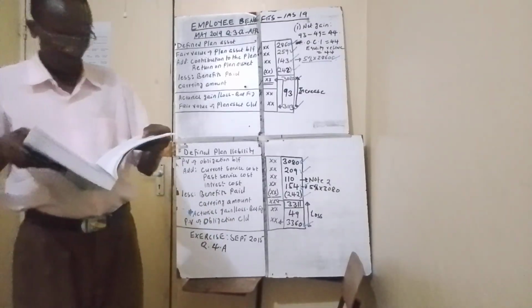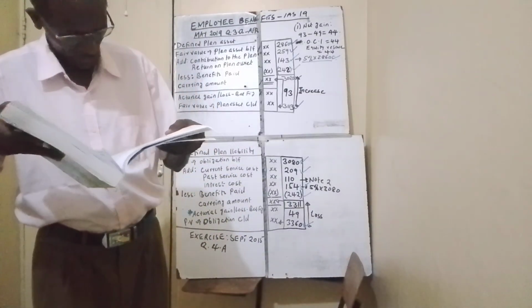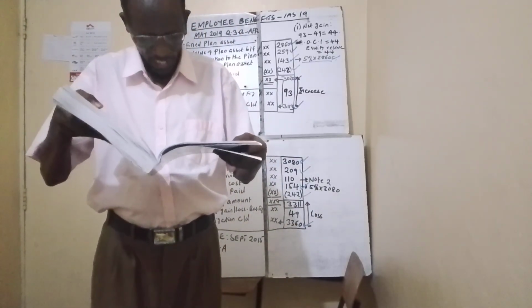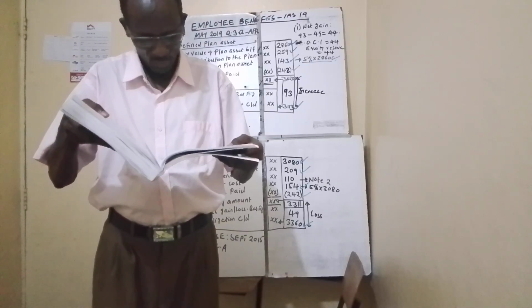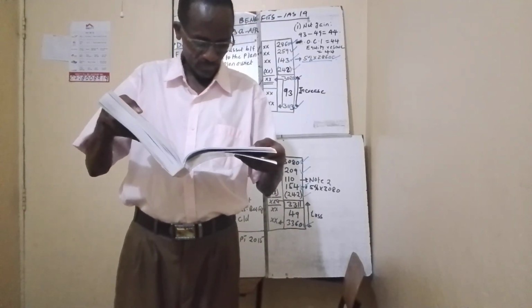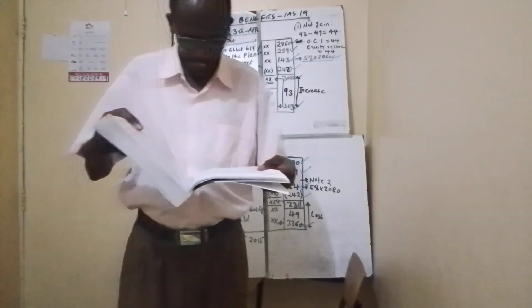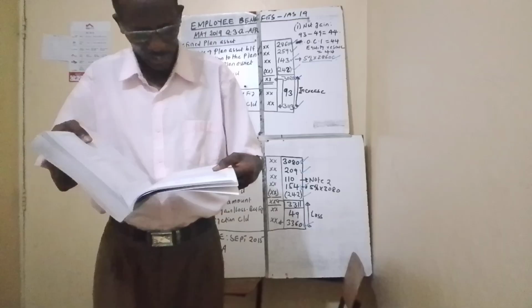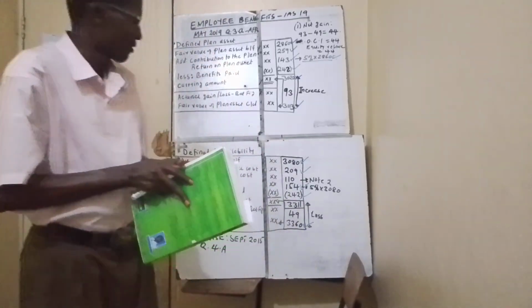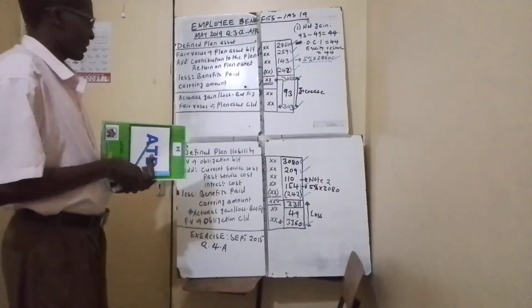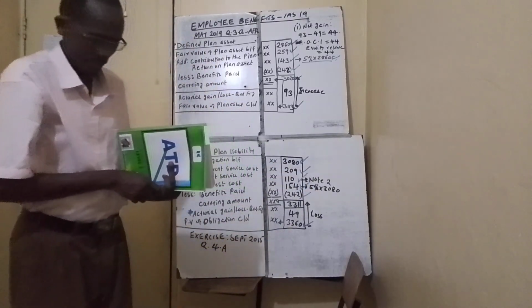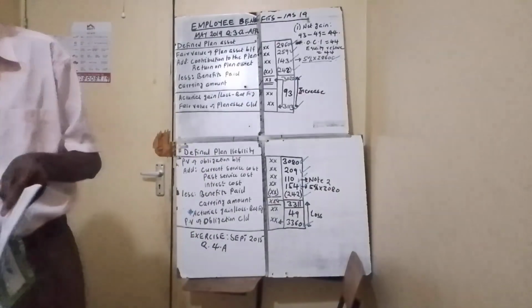Additional information number 2, we are told on 1st January 2018, the pension plan was amended to provide enhanced benefits with effect from that date. The present value of the enhanced benefits as at 1st January 2018 was calculated by actuaries at shillings 110 million. Now that is what we refer to as past service cost. So note number 2 is telling you something known as past service cost.